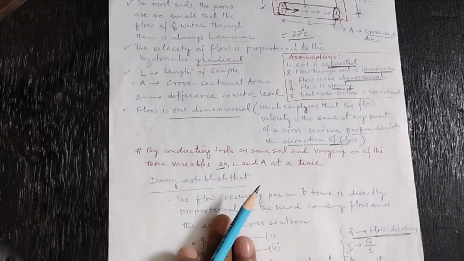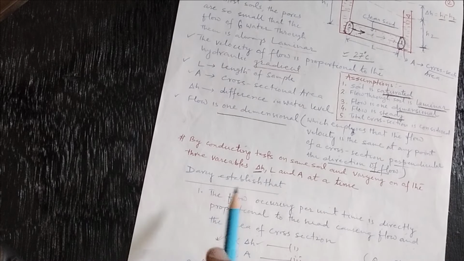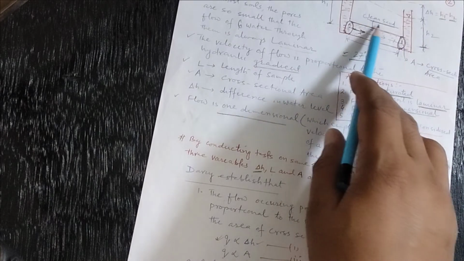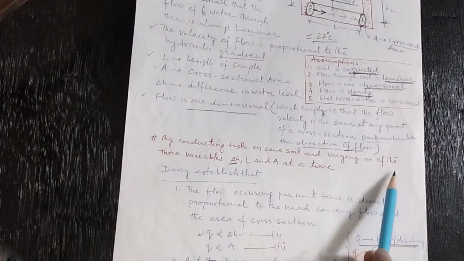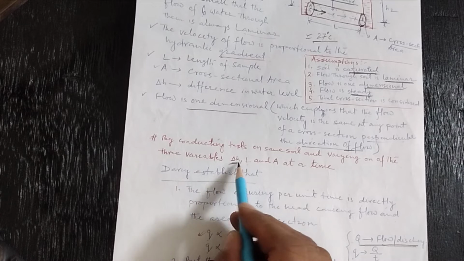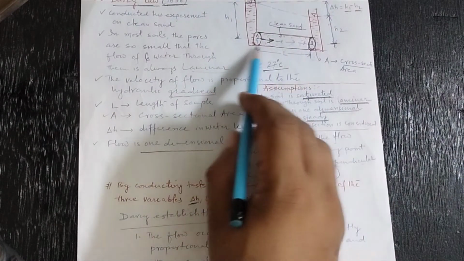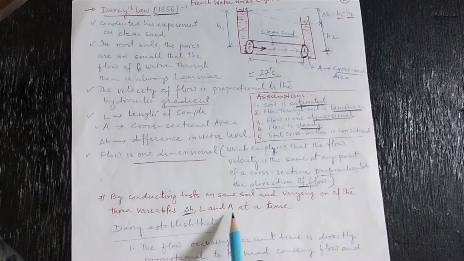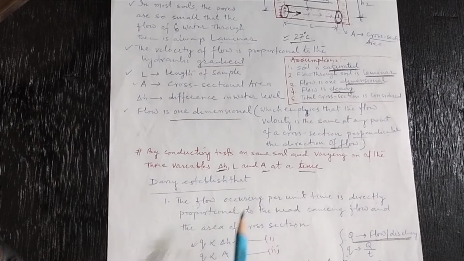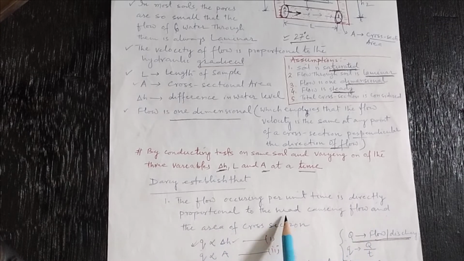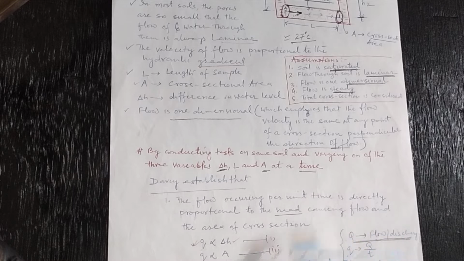By conducting tests on soil samples, the same soil, as we know, he has taken clean sand, and varying one of the variables at a time, that is delta h, meaning h1 minus h2, the length of the soil sample, and the cross-sectional area of the soil sample, Darcy established that the flow occurring per unit time is directly proportional to the head causing flow and the area of cross section.